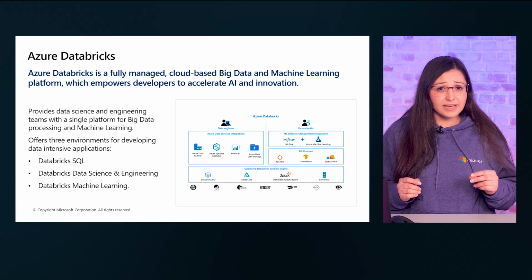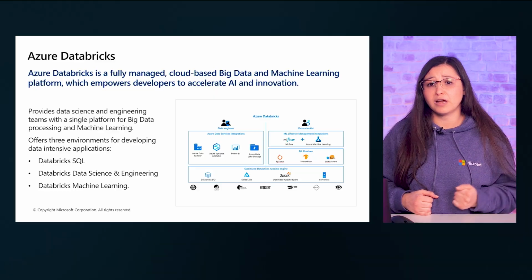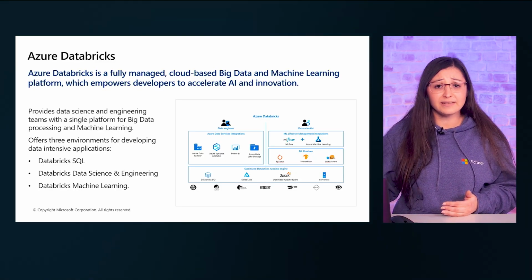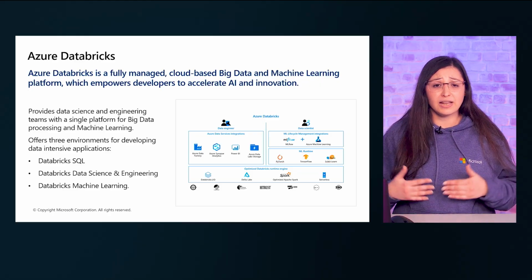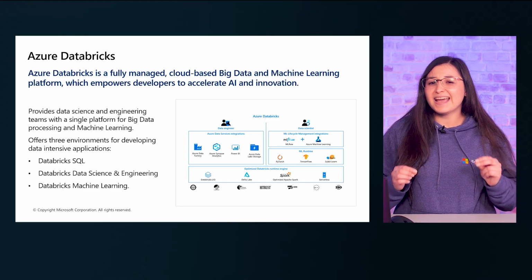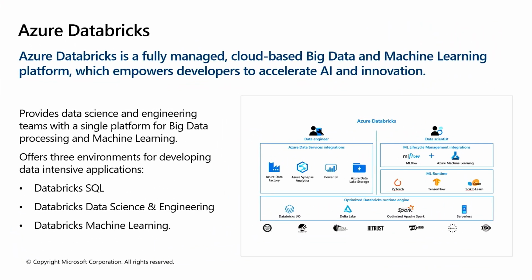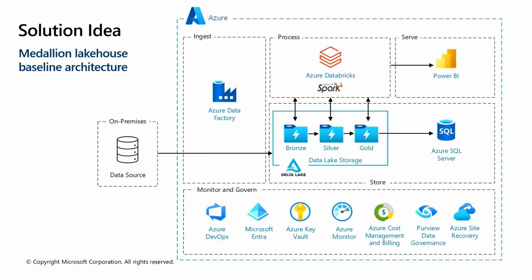Some common use cases include preparing unstructured datasets, building robust data pipelines with Delta Lake, executing large-scale analytics, and supporting end-to-end machine learning workflows. The Azure Databricks service model ensures rapid data processing, seamless team collaboration, and flexible scalability to meet business needs. Let's check out the Medallion Lakehouse baseline architecture.